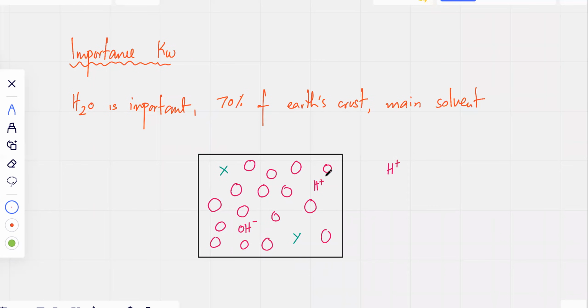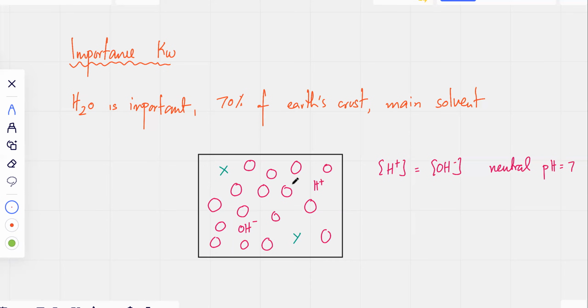So if water ionizes, the concentration of H plus 1 and OH minus 1 is going to be equal, right? Because they're both going to be produced in equal quantity. If a water molecule breaks up, it produces H plus 1 and OH minus 1. So they're going to have equal concentration. Whenever the concentration of H plus 1 and OH minus 1 in a solution is equal, that's known as a neutral solution, which is referred to as pH being equal to 7.